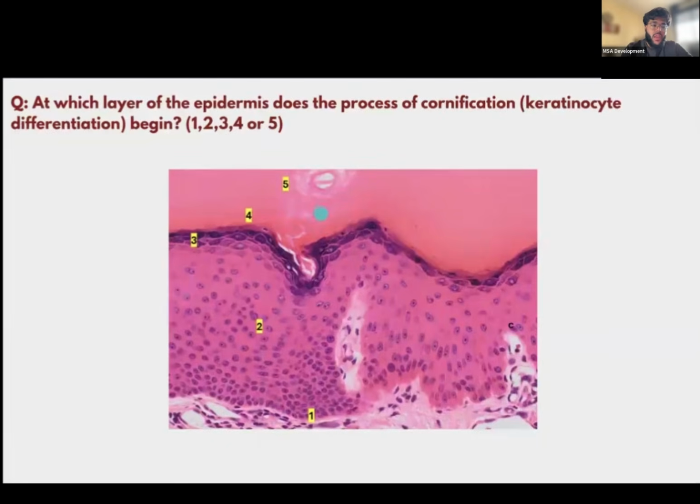Next, at which layer of the epidermis does this process of cornification, which is keratinocyte differentiation, begin?